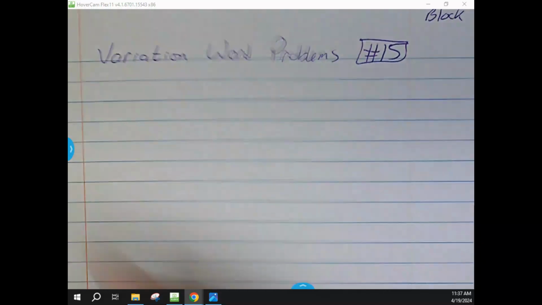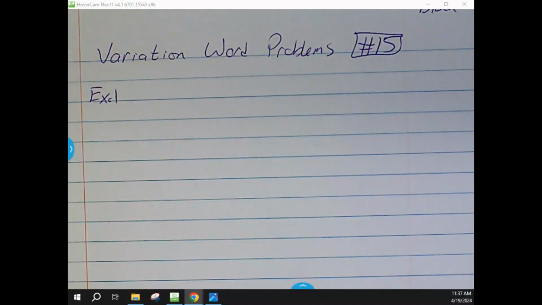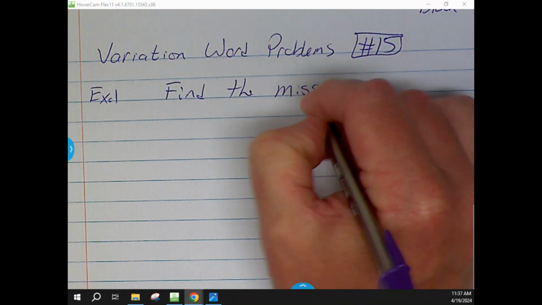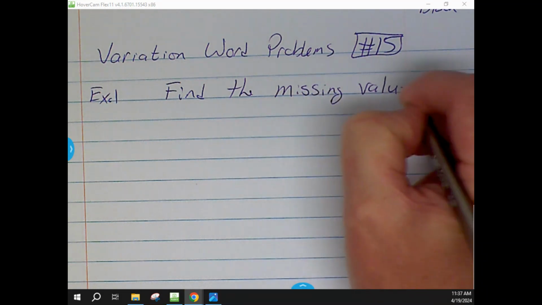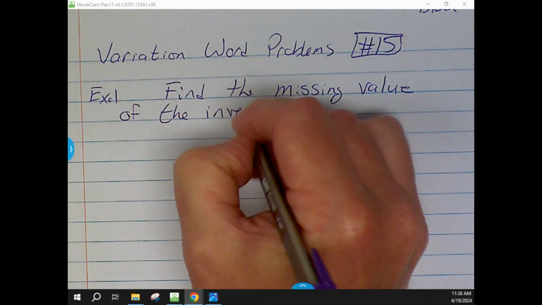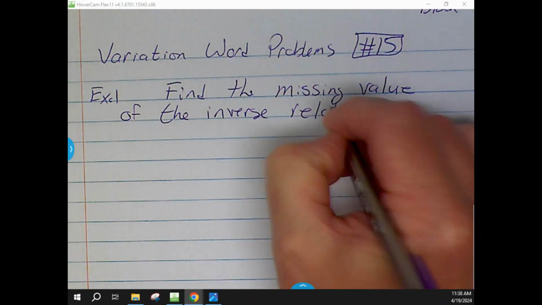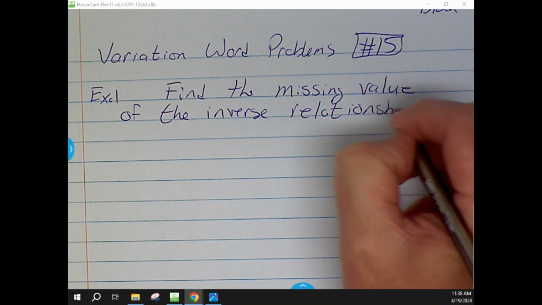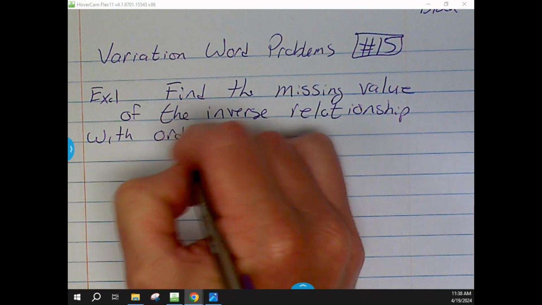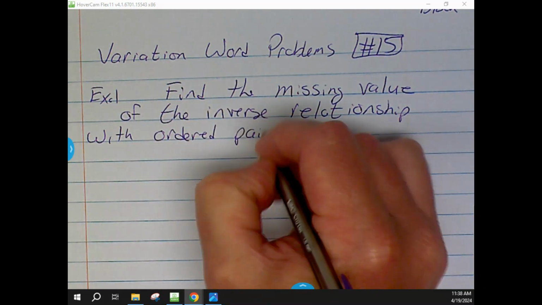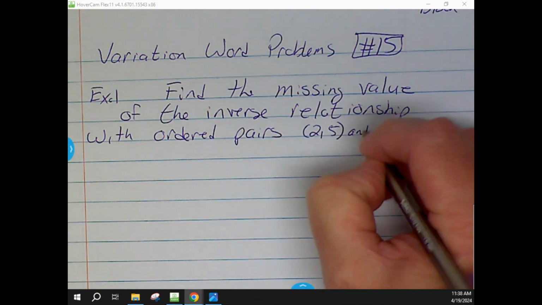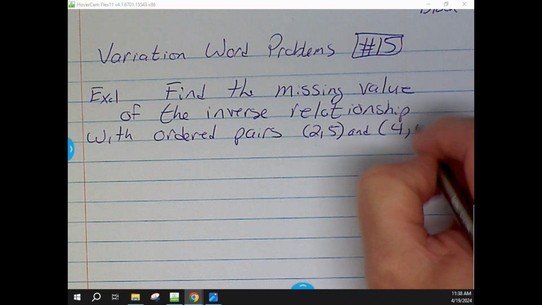So we're going to just jump right into these so we can see what we're doing here. So for example one, basically something like this. They're going to ask you to find the missing value of the inverse relationship, or they may say inverse variation, however they want to say it there, with ordered pairs (2, 5) and (4, y).